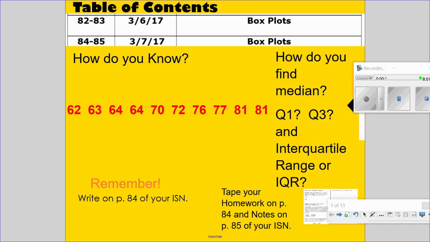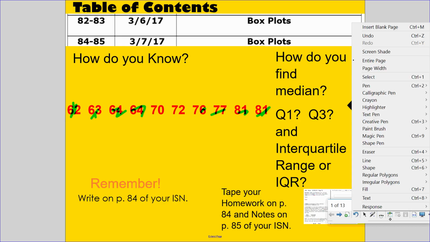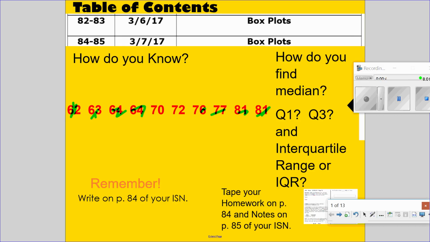So let's find the median first. Oh, I should have used a different highlighter color. Let's use green. So dot, dot, dot, dot, dot, dot, dot, dot. From what I can tell, the median will be right here. So the median is 71. As you can see, this is the halfway point.